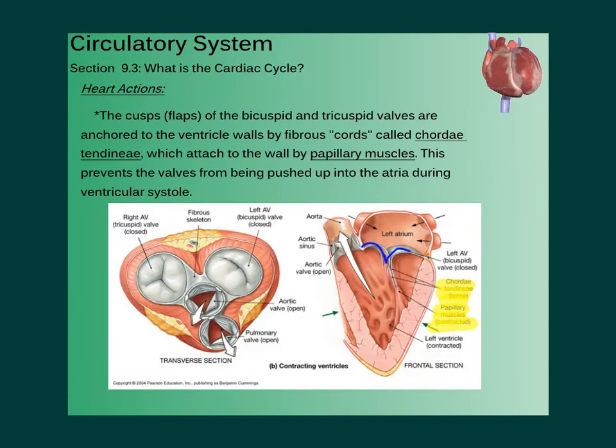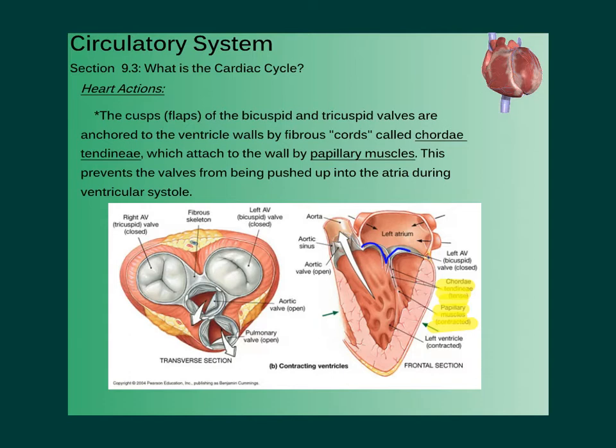Heart actions, continued. The cusps or flaps of the bicuspid and tricuspid valves, which we've discussed before. Remember, your bicuspid can also be called your left atrioventricular AV valve, and your right can be considered the tricuspid. They're anchored to the ventricle walls. Here's your ventricle right here. Here's a ventricle. By fibrous cords called chordae tendineae.